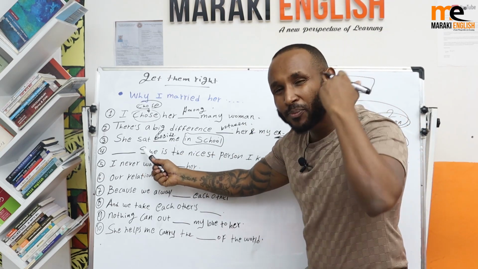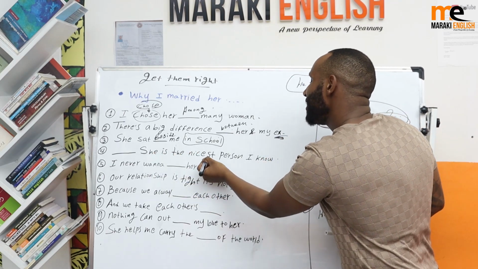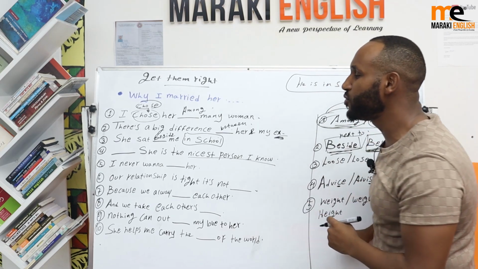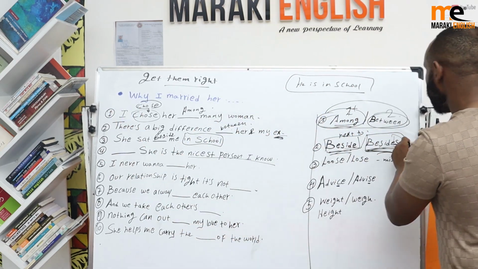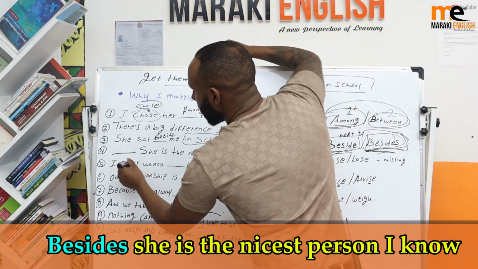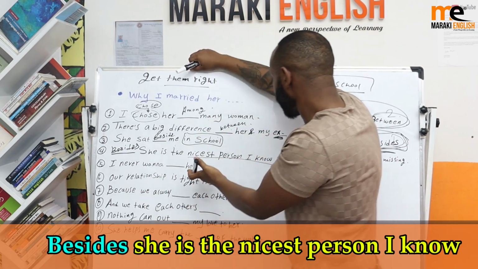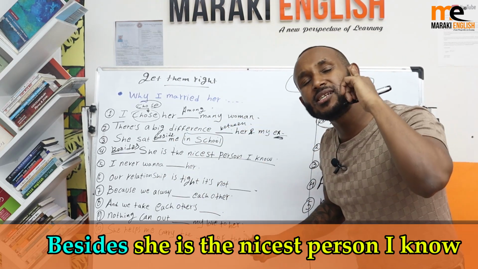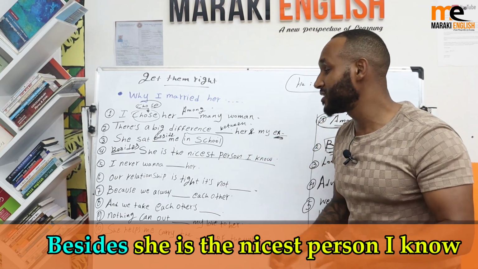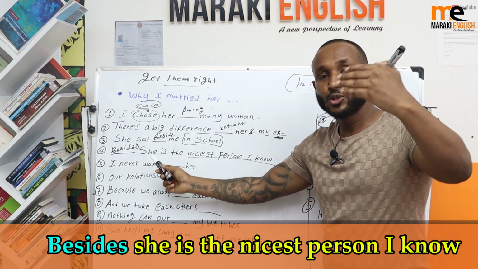But then when I see her, I mean, it says she is the nicest person I knew. I got to know her. Plus, in addition to that, besides, she's the nicest person I knew, okay? Like, out of all the people I knew, she's number one. She's so nice. She is the nicest person I knew. Besides, I'm using besides to add more points.